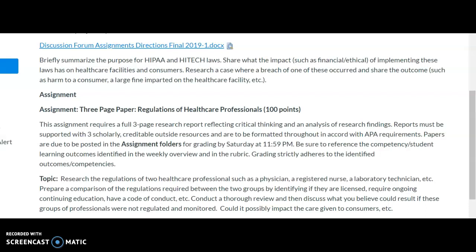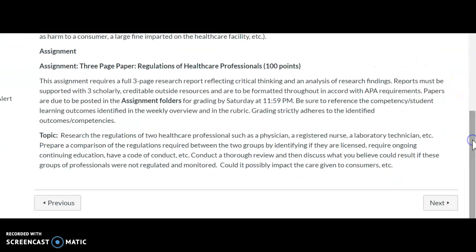it with our peers. The assignment is going to be a 3-page research report with 3 scholarly, credible outside resources due by Saturday. And the topic is to research the regulations of 2 healthcare professionals, such as physician, registered nurse, laboratory technician, etc., whatever you want to use.